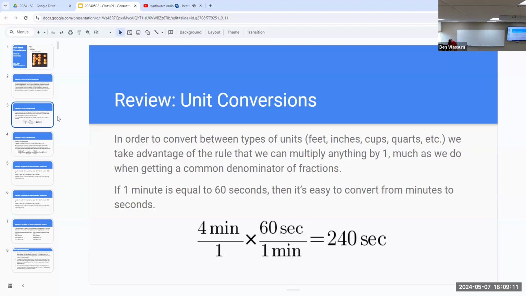that's your answer. So the main thing is keeping the units straight. The math, worry about it later, multiply straight across.